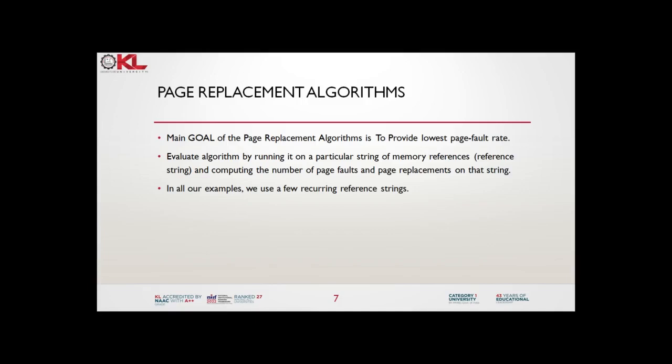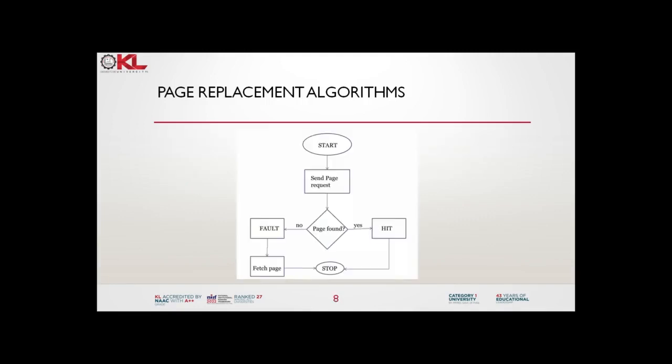Next, we evaluate an algorithm by running it on a particular string of memory references. We use a terminology here called a reference string. Let us say a sequence of numbers is an example representing a reference string. With the help of those reference strings, we are going to find out how many page faults will occur.